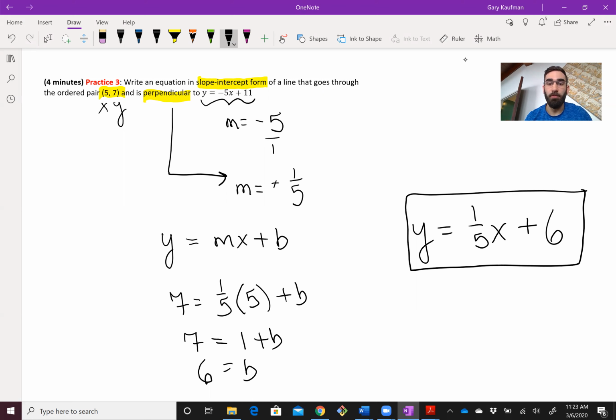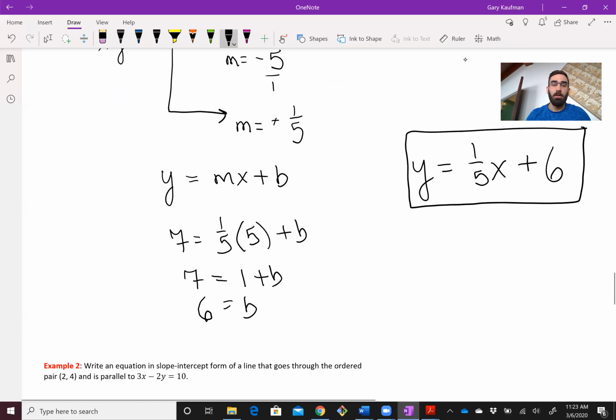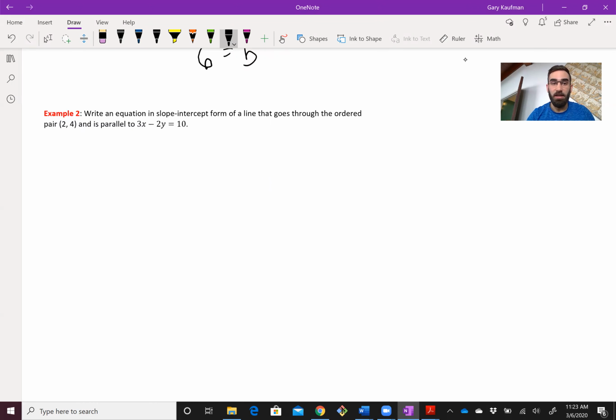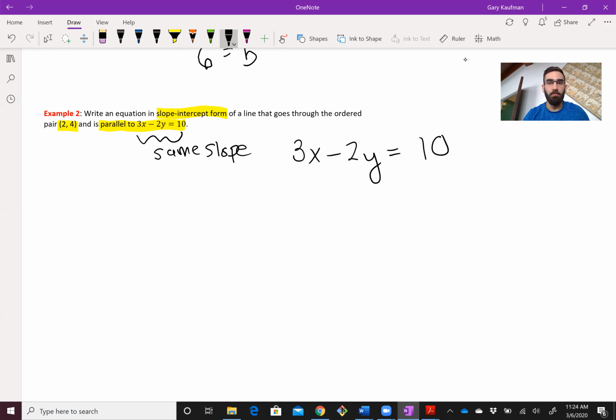Now, before we go on to practice problem 4 and 5, I have one more example for us to do together. Make sure you add it into your notes. The key difference here is what I've been saying. It must be in a form that we can pull out the slope. Here we are asked to write an equation, again, in slope-intercept form, that goes through this point and is parallel to this line, which means we have the same slope. But 3x minus 2y equals 10 isn't in point slope form, isn't in slope-intercept form, which means we don't know what the slope is. And so what I'm going to do is put it into a form to determine the slope. So I'm going to go for slope-intercept form.